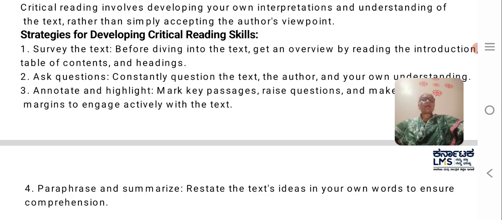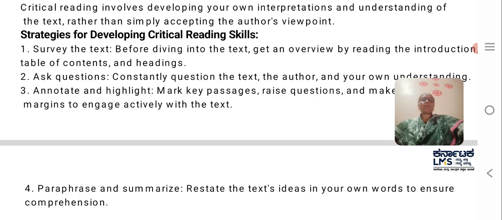Then we have to identify the author's purpose and who the readers are. What is the author's main goal in writing this text? Are they trying to inform, persuade, entertain, or is there any hidden idea? What is the intended audience for this text? Is it a targeted audience like academics, the general public, or a specific group of people?